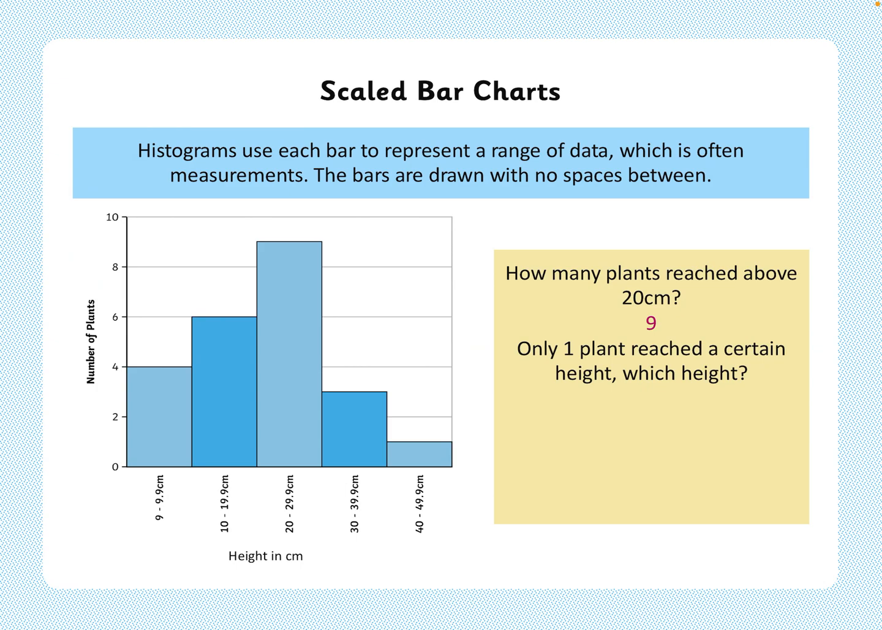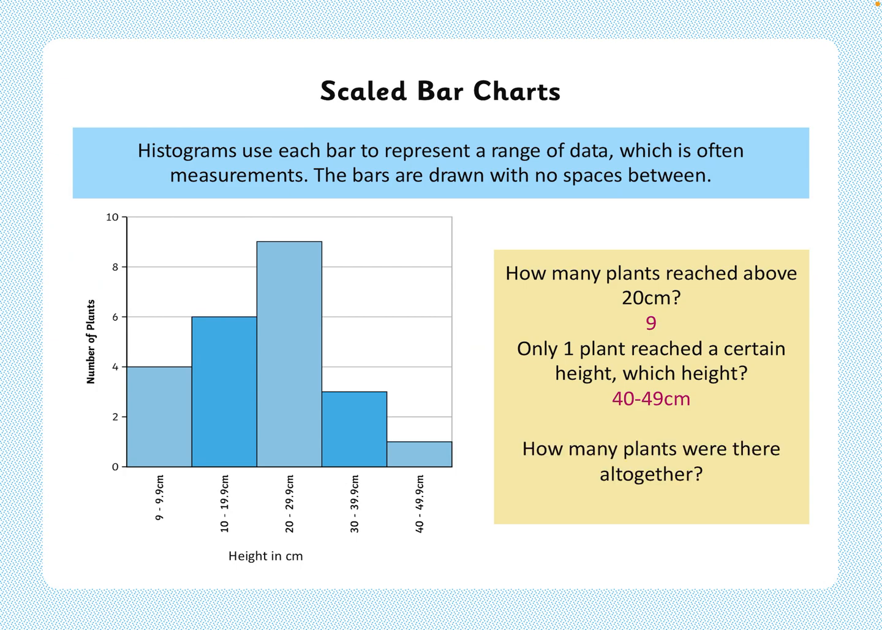Only one plant reached a certain height. Which height was that? So you want to go to your scale and see which bar is sitting in between 0 and 2 because that will represent 1. And we can see that only one plant reached 40 to 49.9 centimetres.